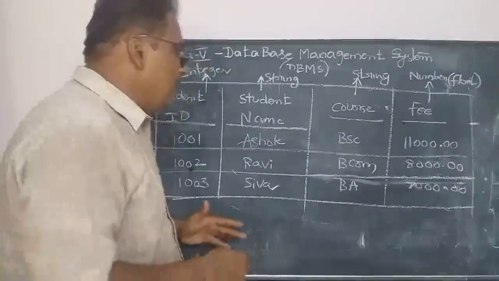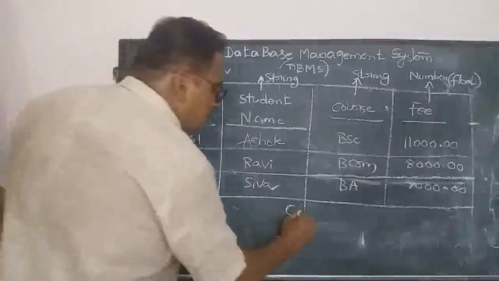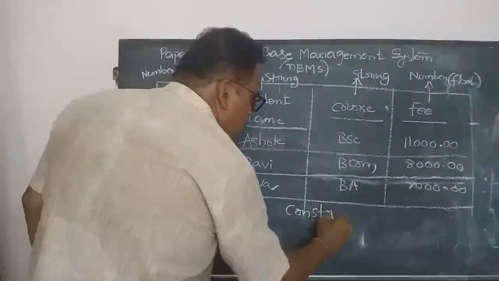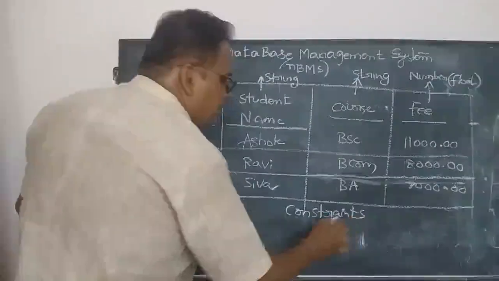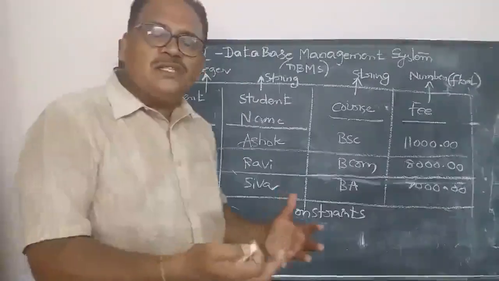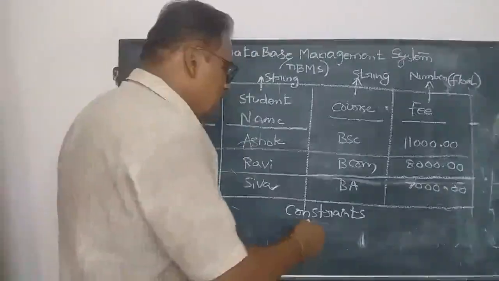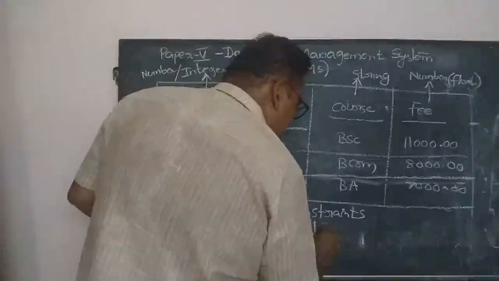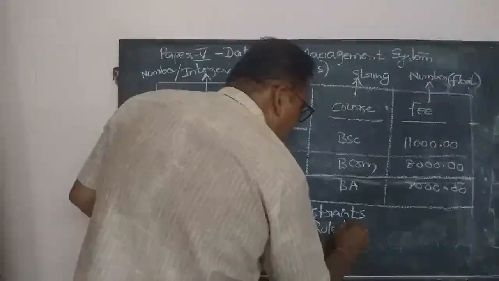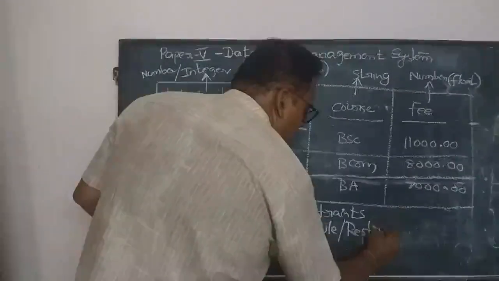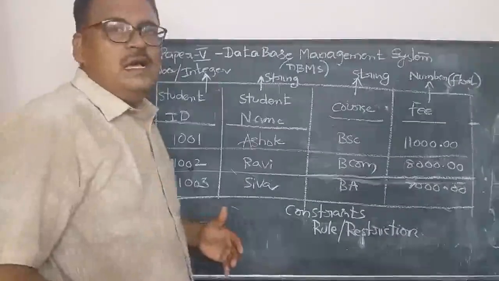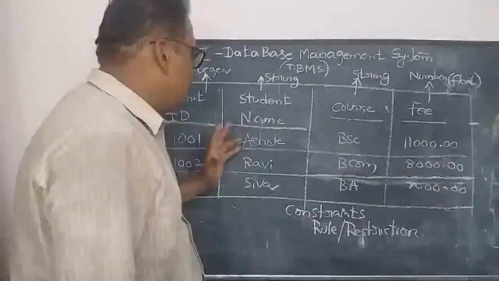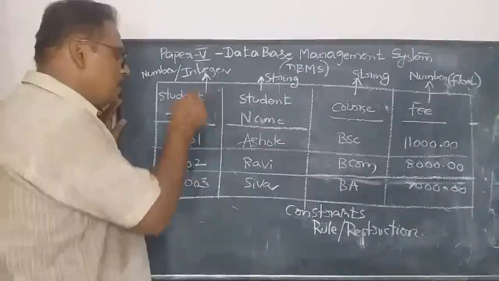In DBMS, we will learn about constraints. A new word is there, constraints. What is meant by constraints? Constraints means rule or restriction. Here, what is the rule for student ID?